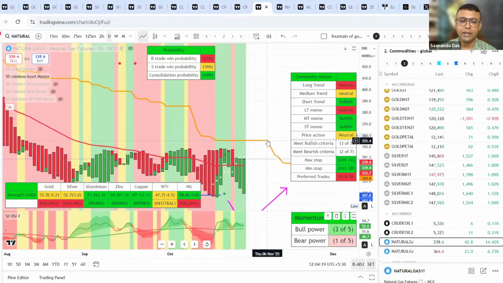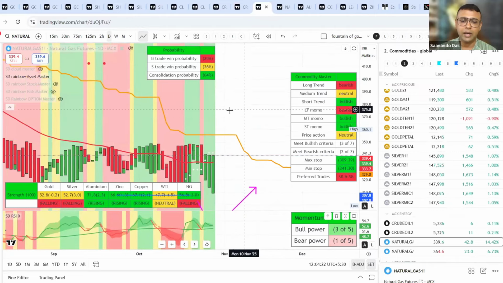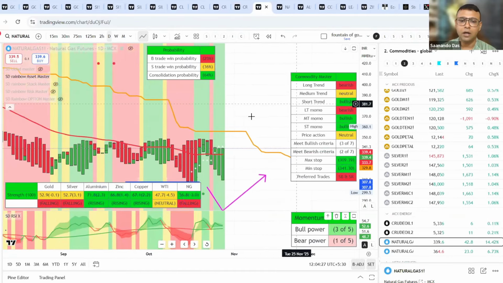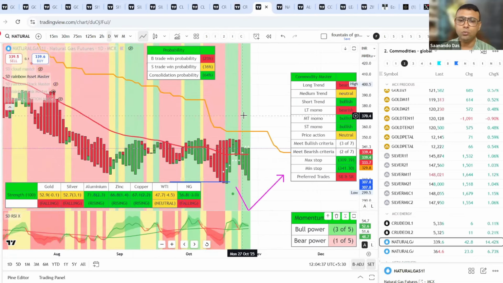Now we are looking at natural gas, friends. I had highlighted that more decisive clarity will come after or around the first week of November, 7th, 8th November onwards. Natural gas could be turning bullish going ahead, but it needs to clear an important resistance level, 356.